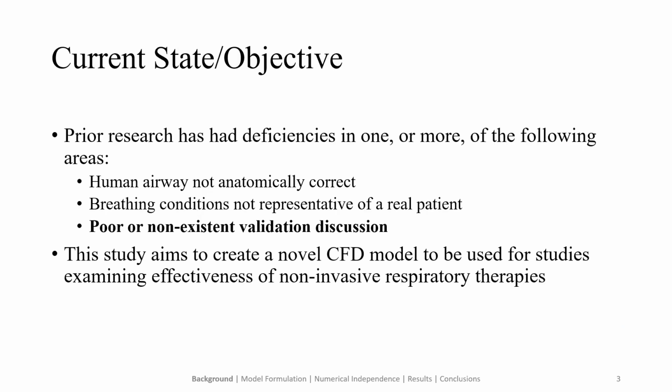Previous research concerning computational modeling of the human upper airway during oxygen therapy has had deficiencies in one or more of the following areas. The human airway is not anatomically correct. The breathing conditions are not representative of a real patient. For example, a steady case was simulated at one point in the breath curve as opposed to a transient simulation of the entire breath curve. Or, most commonly and most importantly, there is a poor or non-existent validation discussion.